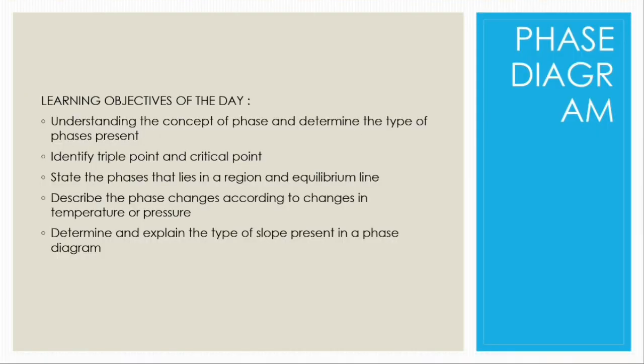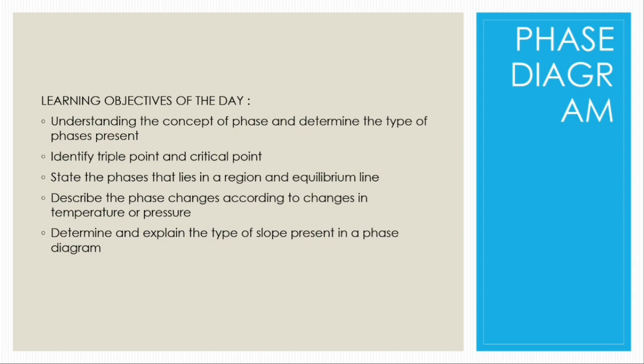Okay, so by the end of this lesson, you're going to understand the concept of phase, how to determine the different types of phase, and what kind of mixture is present, either homogeneous or heterogeneous. Secondly, you're going to understand what the triple point and the critical point are, and their definitions. You're also going to understand the phases that lie in every region: three regions, three different phases, and which phases lie in equilibrium along the curved lines.